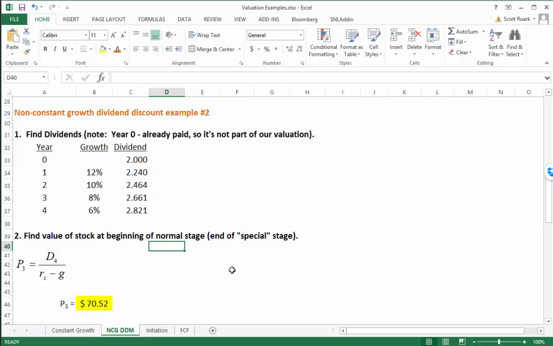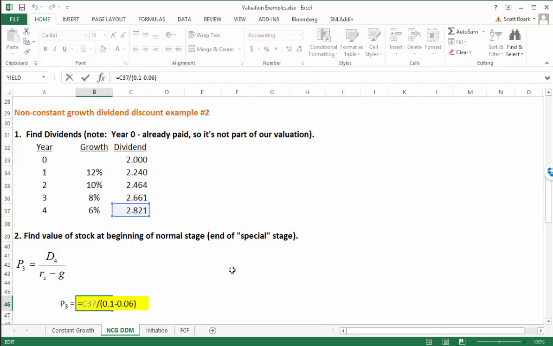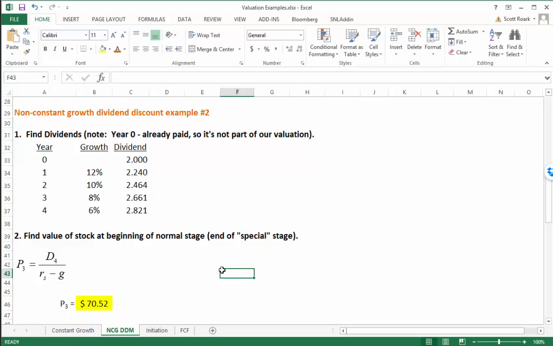Again, I'm going to find the price at time period 3 using the dividend at time period 4, all divided by RS minus G. In this case, my dividend at time period 4 is $2.82. I'm dividing it by RS minus G. RS in this example is 10%. The growth rate is 6%. So once I divide the $2.82 by the 0.04 that's left over there, I get this value, $70.52, as my estimate of the value of the stock at the end of time period 3.